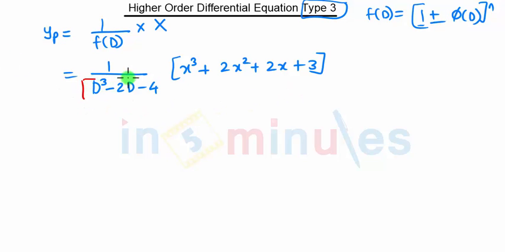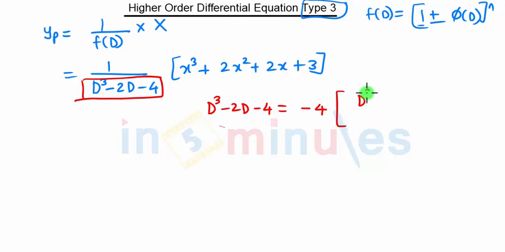We need to make this part. Let's consider only this part. We have to write this part in terms of 1 plus something. So how can we get that? If I take minus 4 common from this, so I will get minus 4. So D cube will be divided by minus 4, because we are taking minus 4 common, and minus 2D will also be divided by minus 4 since we are taking minus 4 common, and here we remain only with plus 1. Okay, this minus and minus will become plus, and 2 1s are 2 and 2 2s are 4.